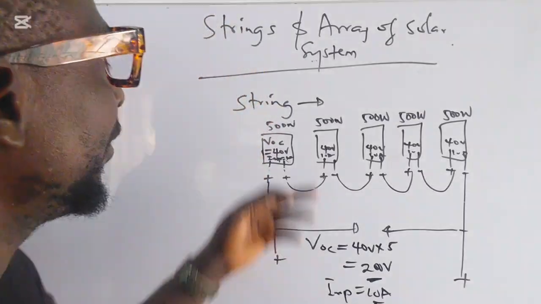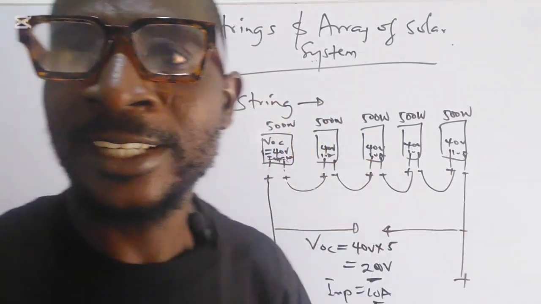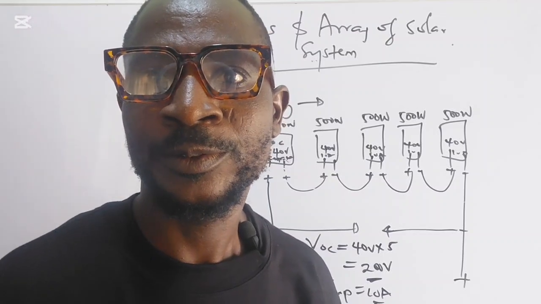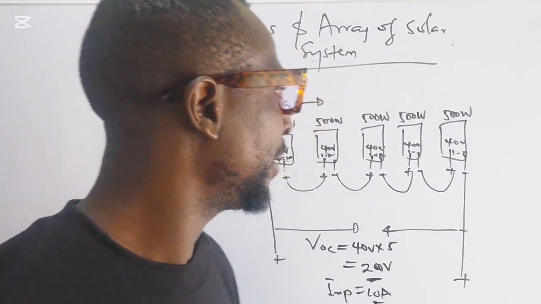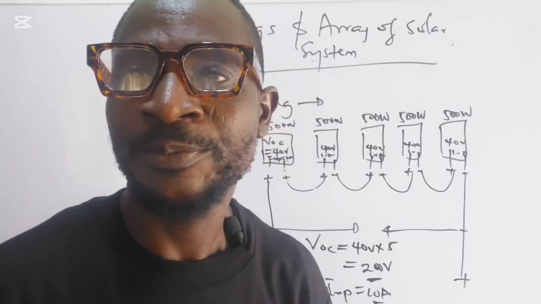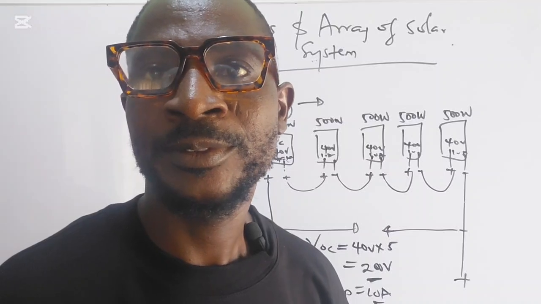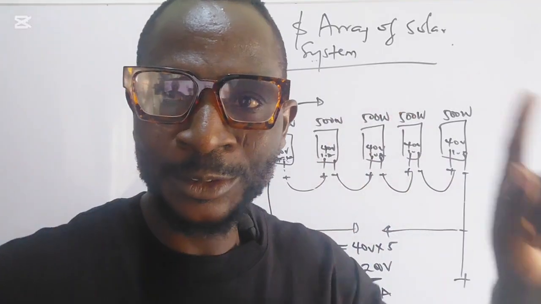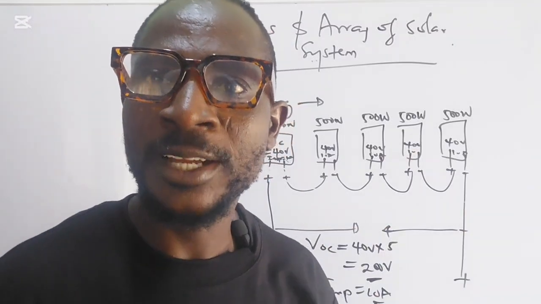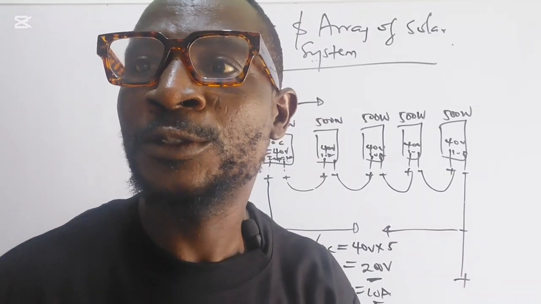Then what is now an array? An array is just an aggregation of strings of solar panels. So if we have like 2 strings, 3 strings that are connected in parallel, that gives us an array. So solar array means the total solar panels that are connected in a particular solar sector or solar installation is what we call solar array.